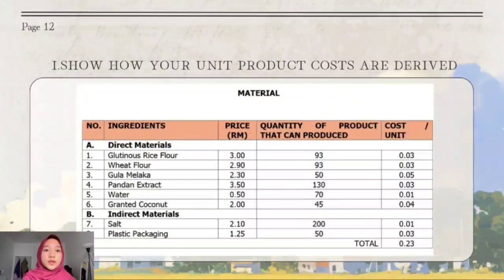Water, 50 cent divided by 70 units, 1 cent per unit. And last, for direct material, grated coconut, 2 ringgit divided by 45 units, cost 4 cent per unit. And for indirect material, first, salt, 2 ringgit and 10 cent divided by 200, cost 1 cent per unit. And last, plastic packaging, 1 ringgit and 25 cent divided by 50 units, cost 3 cent per unit. So the total of our unit product is 23 cent per unit.